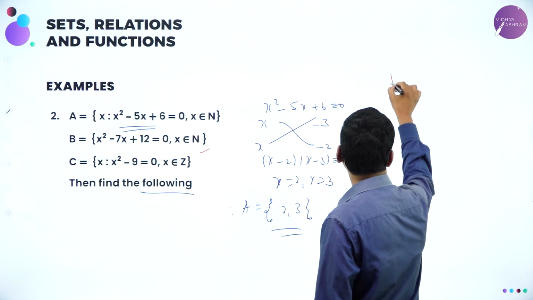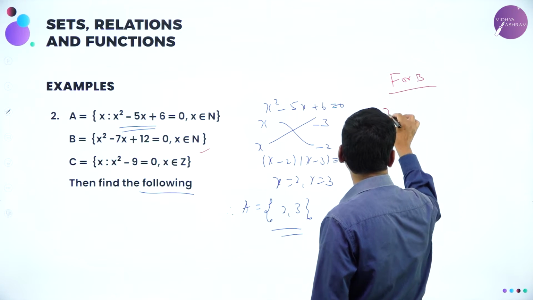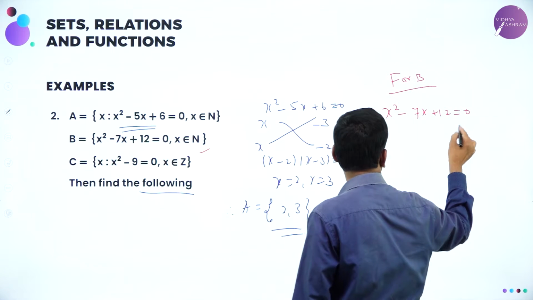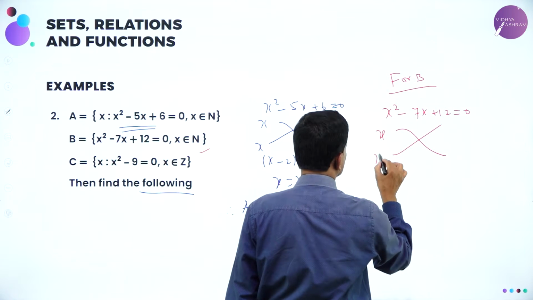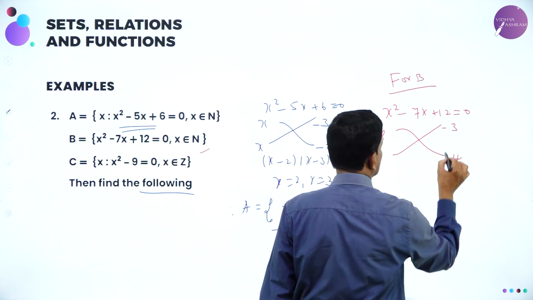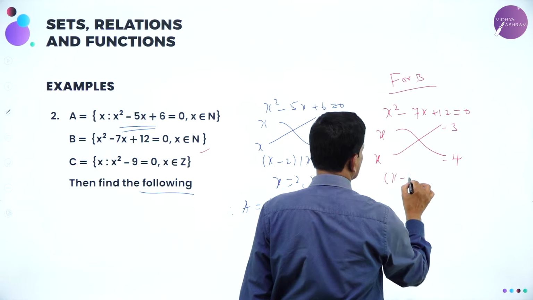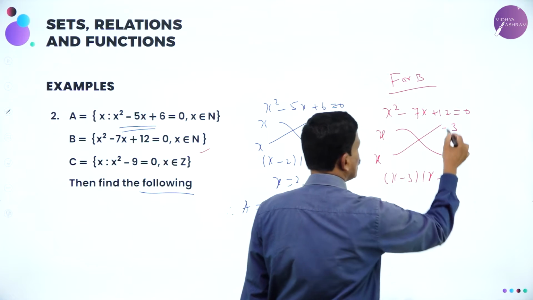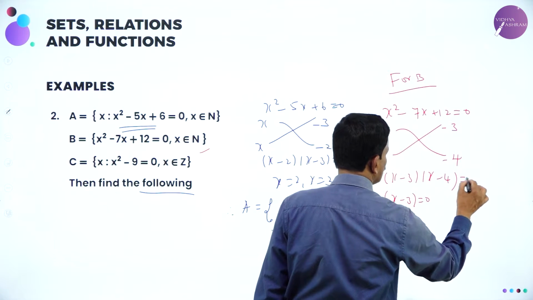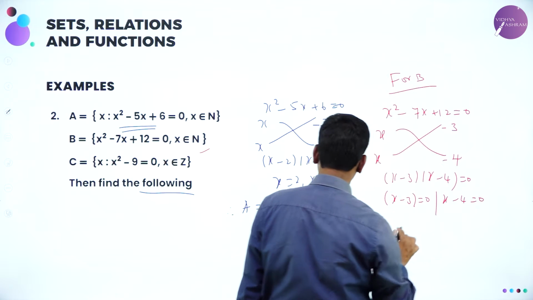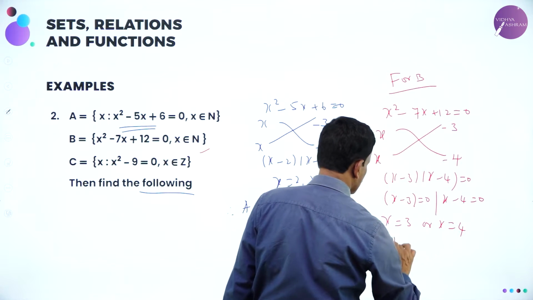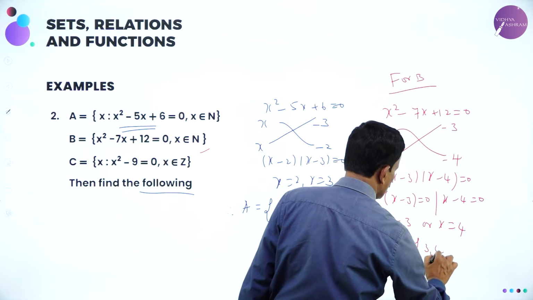For set B, what is the quadratic equation? x² − 7x + 12 = 0. Factorize this. This can be written as x into x, and 3 4s are 12. Both signs are minus, since minus into minus is plus. The factors are (x − 3)(x − 4), and −3 − 4 is −7. So x − 3 = 0 or x − 4 = 0, which implies x = 3 or x = 4. So the set B contains the elements 3, 4.